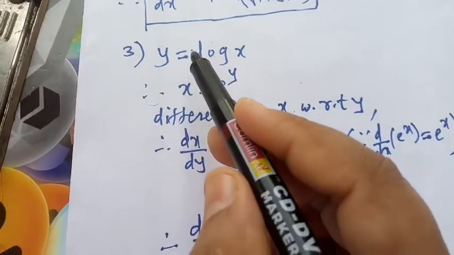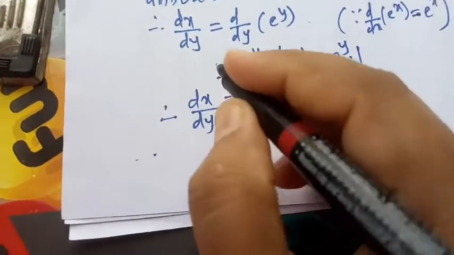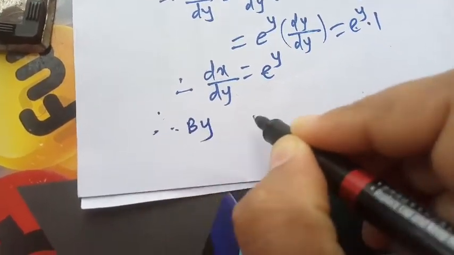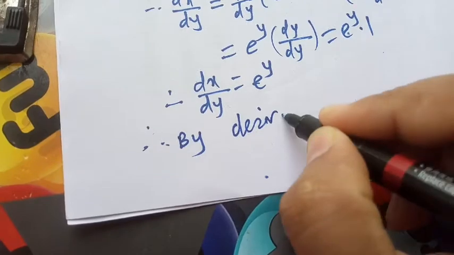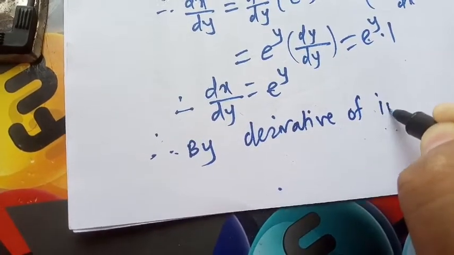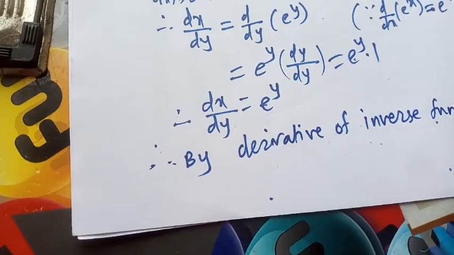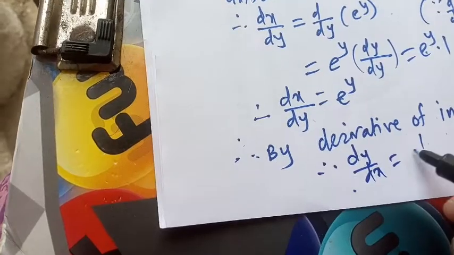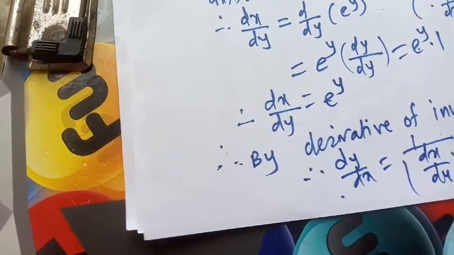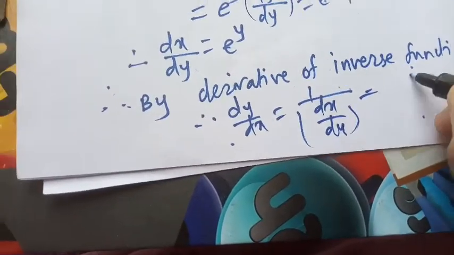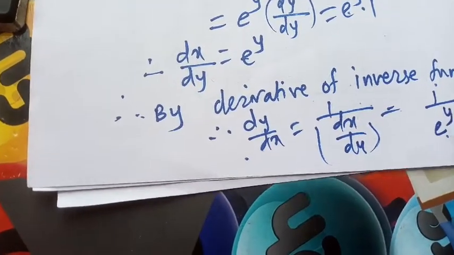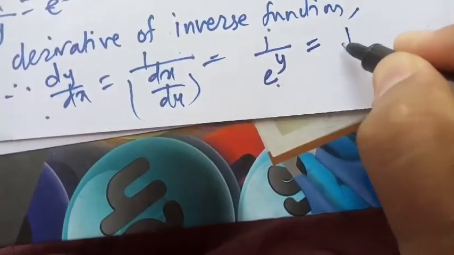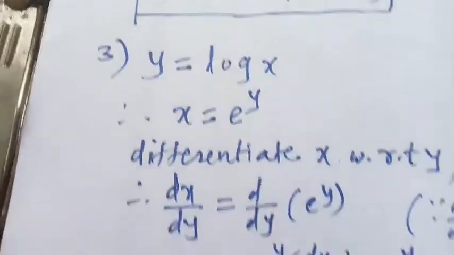Now we have to find the derivative of y by using the derivative of inverse function. Therefore by derivative of inverse function, dy by dx is equal to 1 upon dx upon dy. So we have to put the value of dx upon dy here, 1 upon e raised to y, and again we have to put the value of y. y means here log of x.